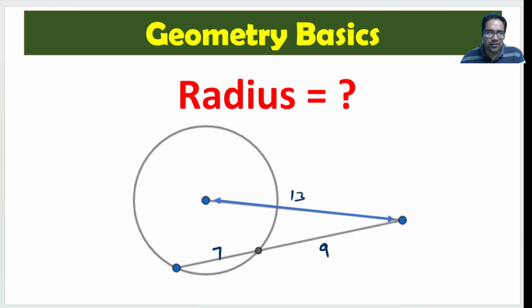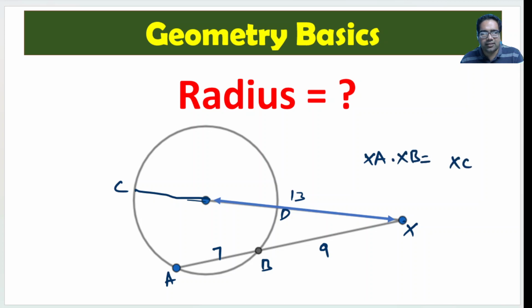Earlier, we have discussed and proved this. If there is some external point, and there are two chords, AB and CD, and these two chords meet at some point X, then XA times XB equals XC times XD. Earlier we have discussed this.